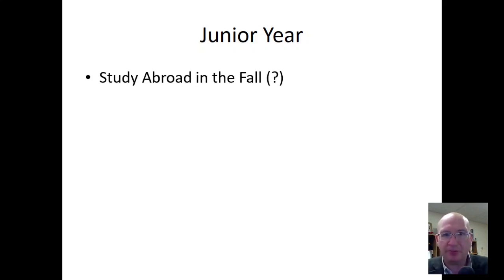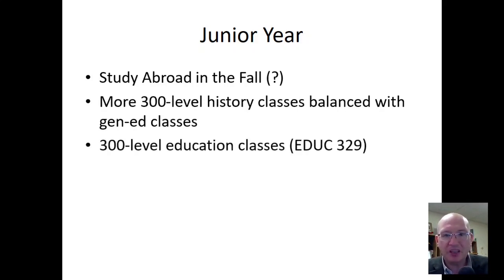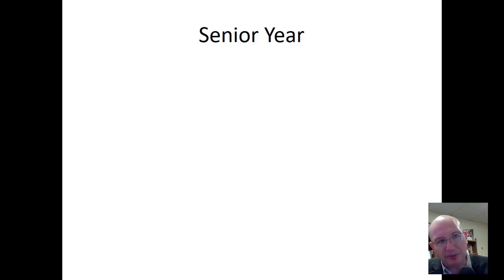But one thing I want to stress, right, with COVID-19, we don't know how that's going to work, but it's just something to keep in mind. Usually you're going to take more 300 level history classes balanced with gen ed classes. Then you're going to start taking your 300 level education classes like Education 329, which is more classroom observation. It's pretty simple. Your senior year is where things get really tough.